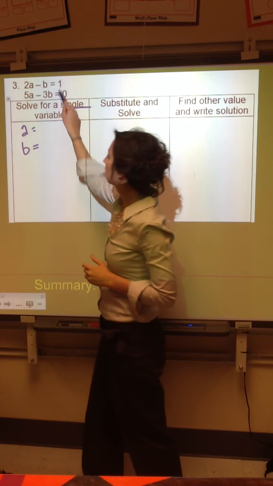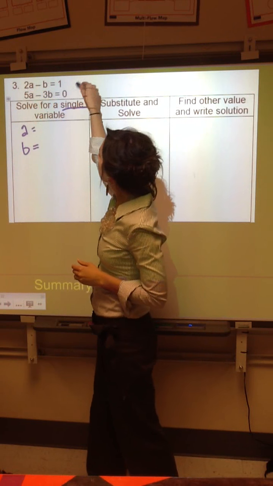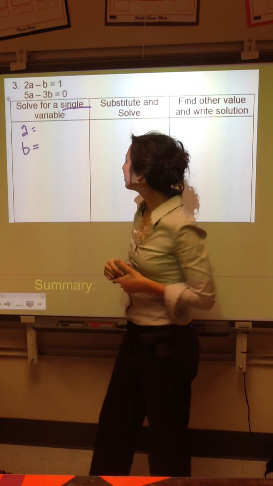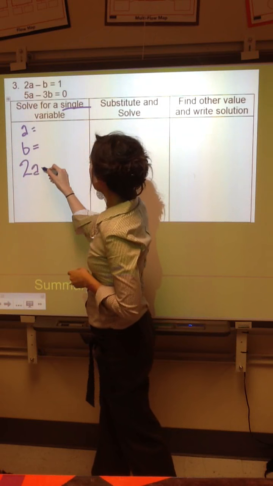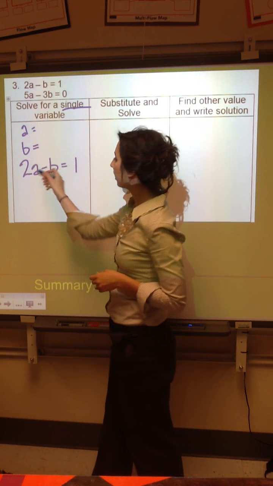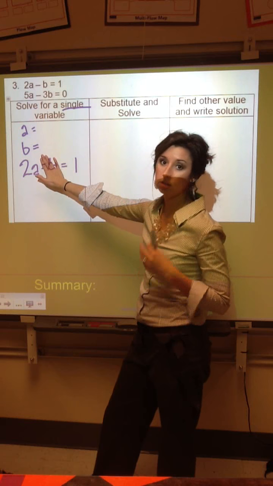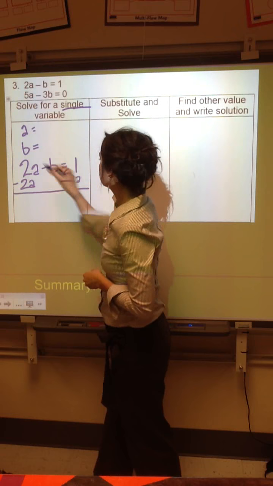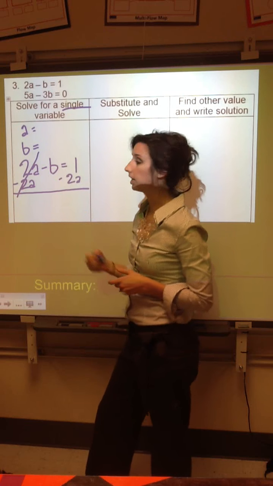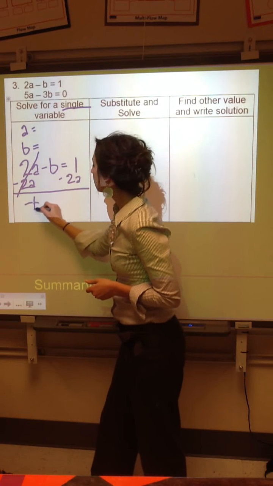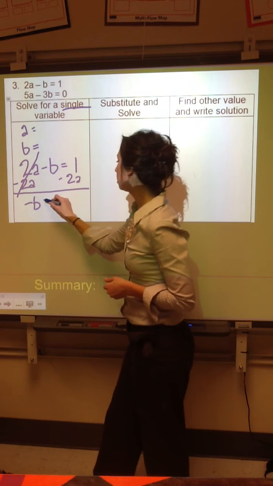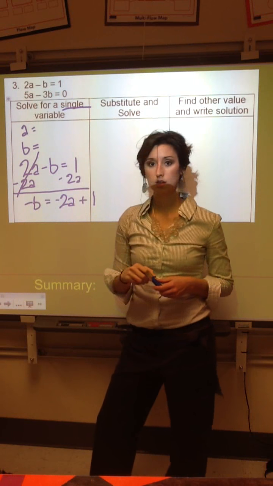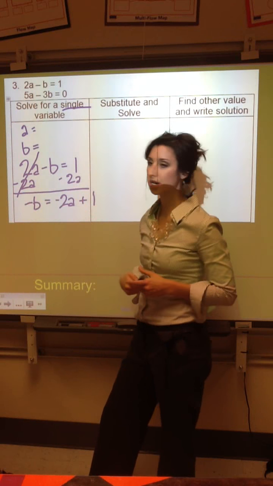Let's look at this top one. If I move my A, can I just get B by itself? No dividing? Okay, so let's try it. 2A minus B equals 1. How do I get rid of that 2A? Subtraction. Minus 2A on both sides. Okay, what am I left with on the left? Negative B, that is extremely important, equals -2A plus 1. Hopefully there's no questions. We subtracted, so I just brought it down.